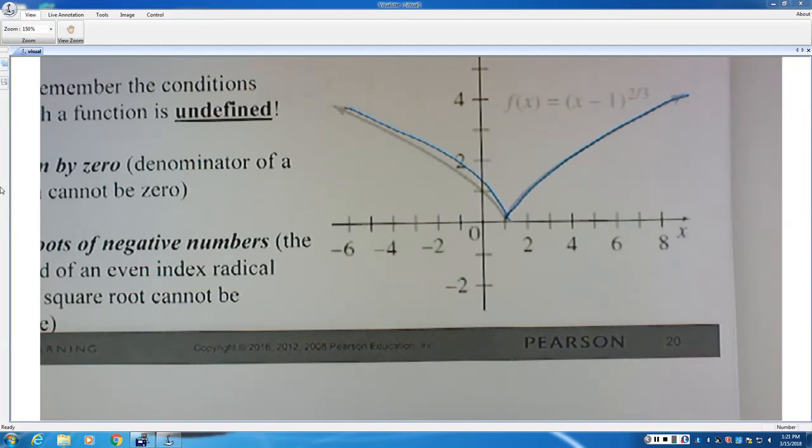You can. But it turns out to be 1. I'm sorry, it doesn't turn out to be 1. It turns out to be 0. Okay?